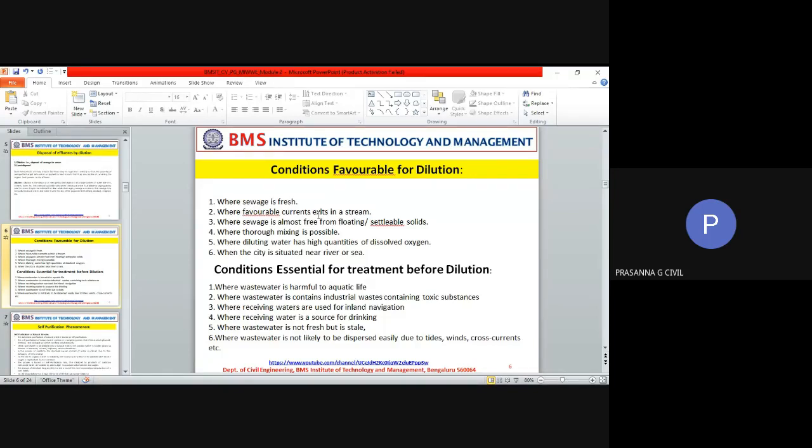Dilution water should have large quantities of dissolved oxygen. If you talk about a fresh natural water body, you can compare, or as an experiment, if you take river water which is flowing and test for dissolved oxygen, or if you take pond water, you will definitely find a significant difference based on the amount of oxygen that is dissolved there.